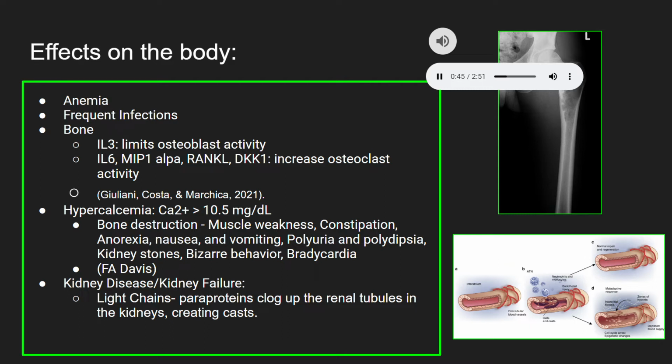So due to the close proximity to the bones, the cytokines produced by the abnormal plasma cells have a direct effect on bone health. These cytokines, as I mentioned before, are responsible for cell signaling, and these cytokines, listed below, limit osteoblast activity and increase osteoclast activity. So this means there is more bone being broken down than being produced. This then causes osteoporosis, bone lesions, and fractures.